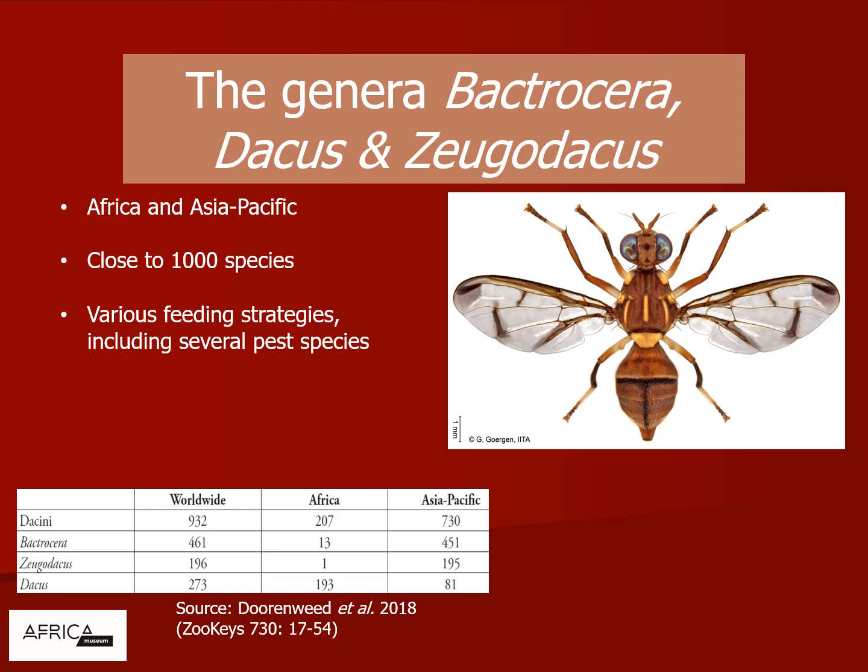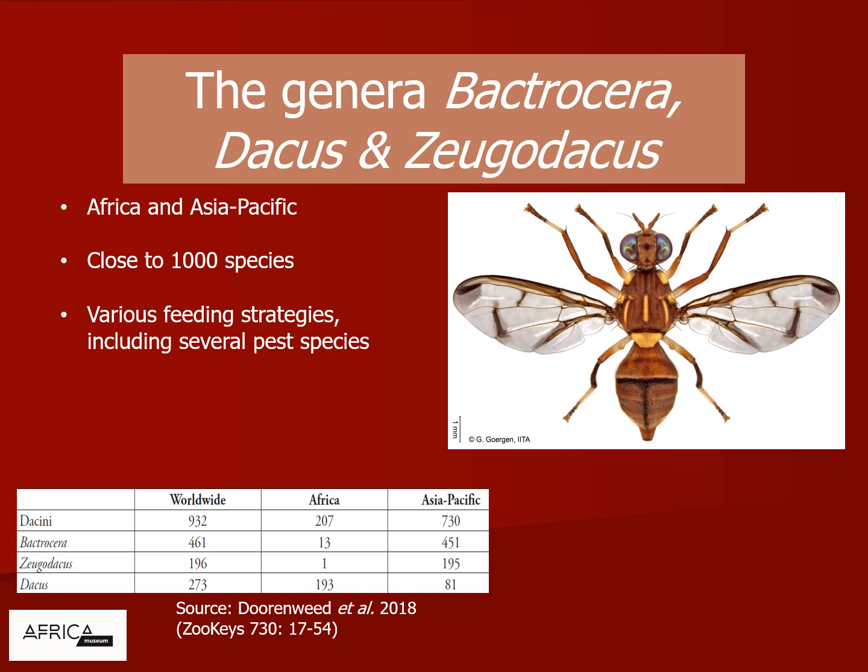Finally, there is the group of the dacines. This is a joint name for the representatives of the genera Bactrocera, Dacus and Zeugodacus. In total, they comprise close to 1,000 different species, occurring in different parts of Africa, Asia and Oceania, including Australia and several islands of the Pacific Ocean.